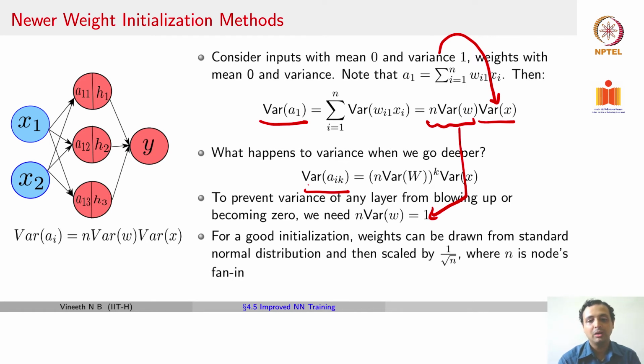The way to do it is that n times the variance of w should then be 1. We know the variance of x is 1. We want the variance of A1 to also be 1, because then even the variances of activations in later layers will be normalized, and then n times the variance of w has to be 1. So which means for a good initialization, you can draw weights from a normal distribution or a Gaussian distribution and scale them by 1 by root n, where n is the node's fan-in. By fan-in, we mean the number of weights coming into a particular neuron.